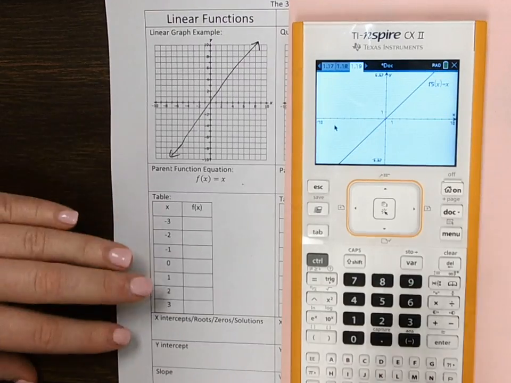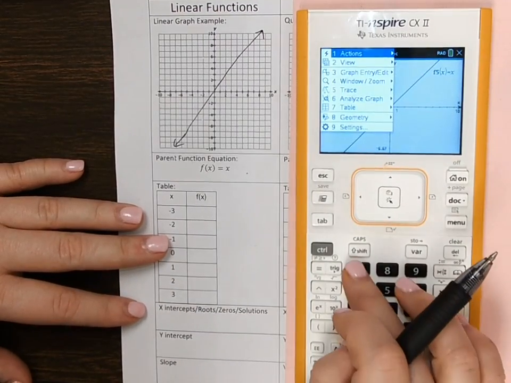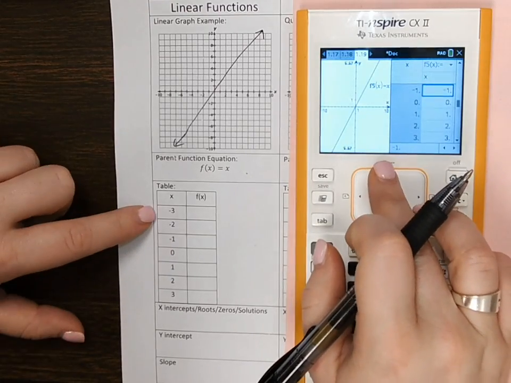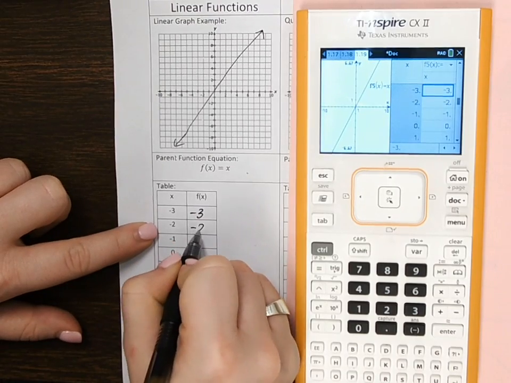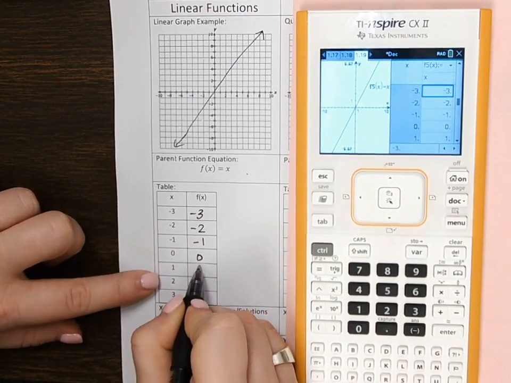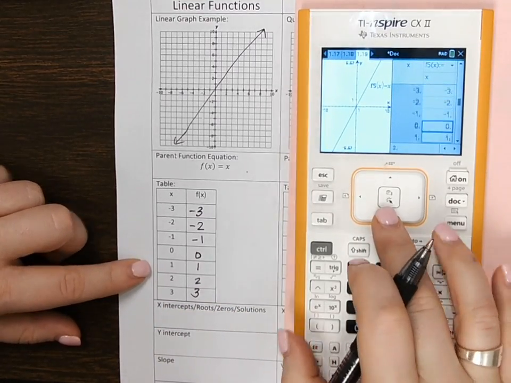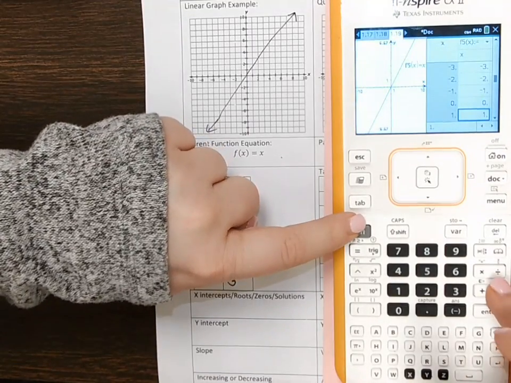From here, to fill out that table, we're going to use menu. We're going to hit number 7, which says table, and number 1. From there, we're going to click up, and we're starting at -3. So at -3, we're at -3. -2, -2, -1, -1, 0, 0, 1, 1, 2, 2, and 3, 3. Those are your first 2 steps: fill out those 2 pieces. Let me turn this down a little bit.